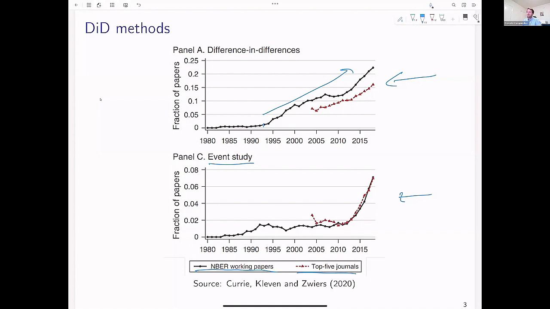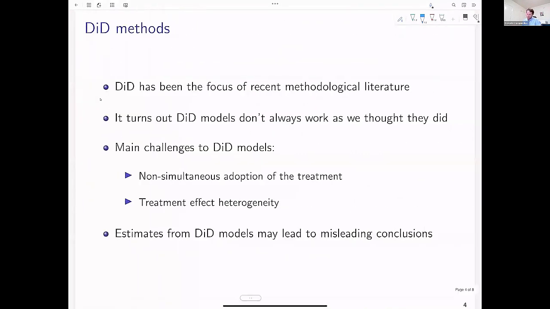Okay, and as I said, this is in economics, but it's also true in political sciences, in health sciences, in education, and many other fields. Okay, so we've been doing diff-in-diff for maybe 15 years, and we're all very happy with it. But then recently, a group of econometricians and methodologists and other party poopers have been looking at diff-in-diff, and actually found that it turns out that diff-in-diff models don't always work as we thought they did.